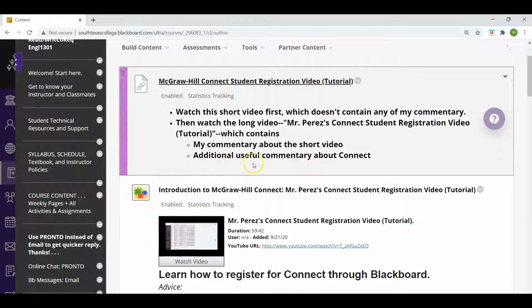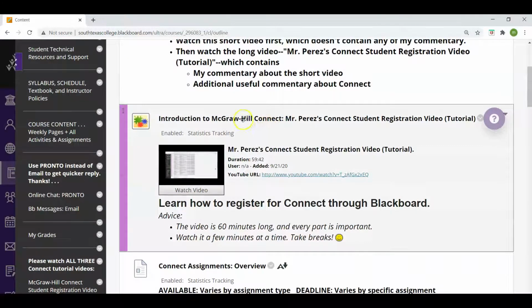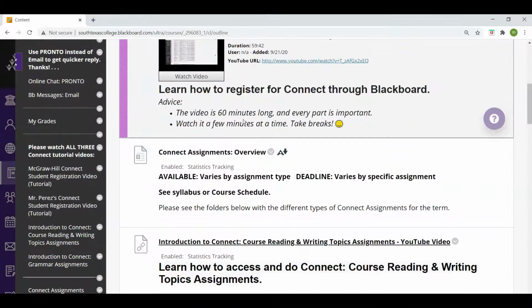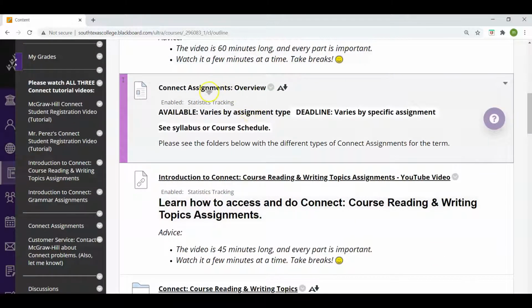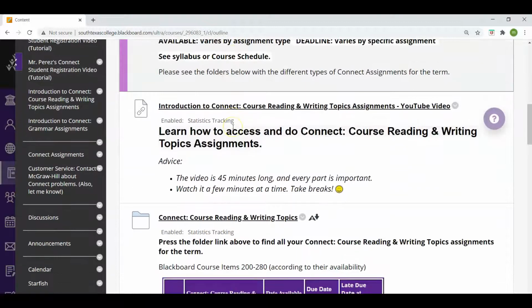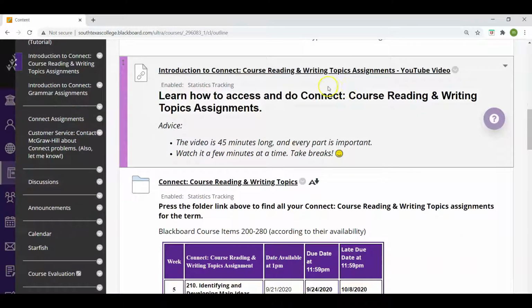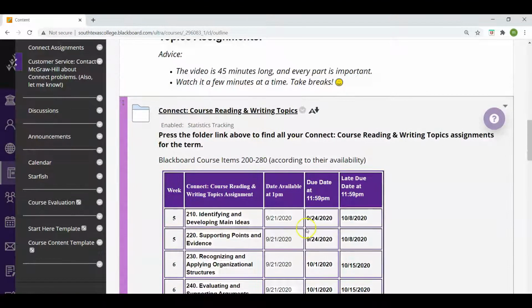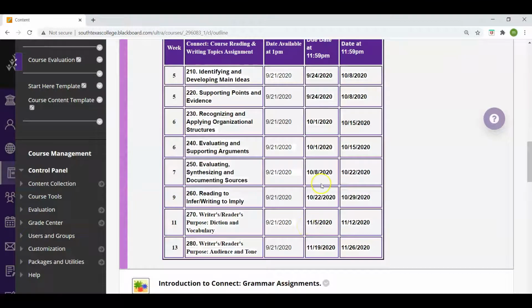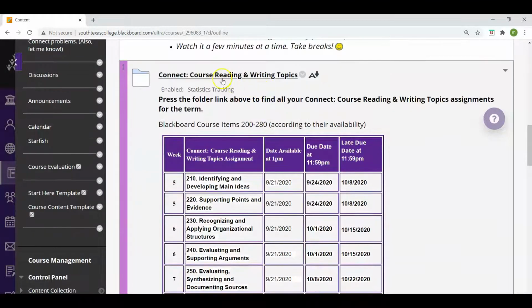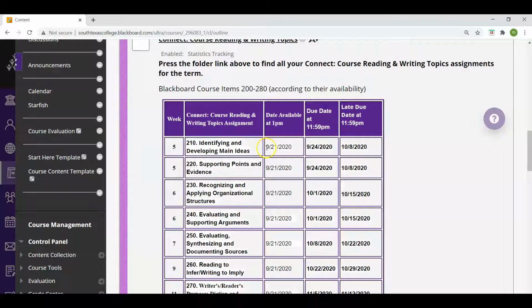You have the original registration tutorials, the one from McGraw-Hill, the one where I comment on that video and add my own commentary on registering for Connect. And then it says Connect assignments overview. So here they are. And it says these are for the assignments I introduced on week 5, right? And then there they are, right? So there are the ones that became available on week 5, which was Monday, the 21st of September, right?